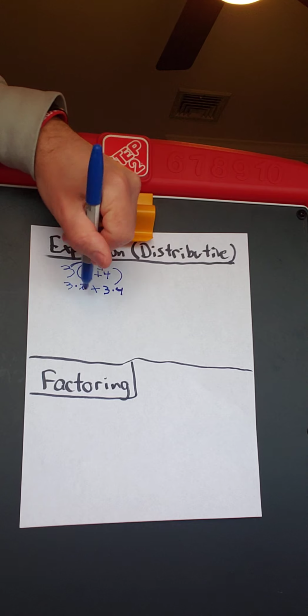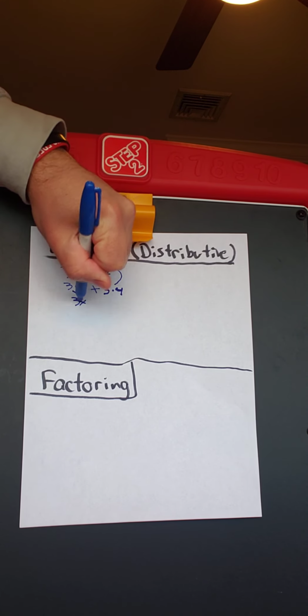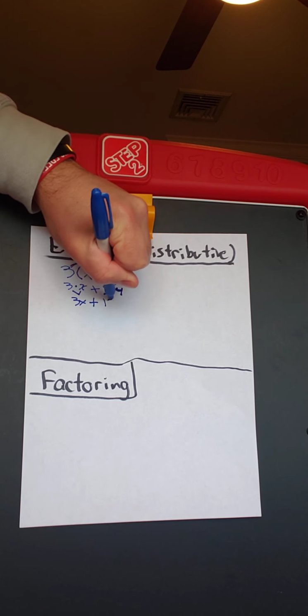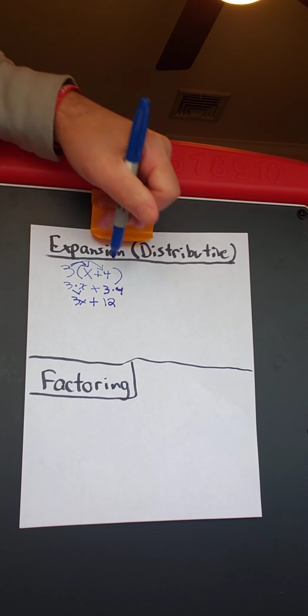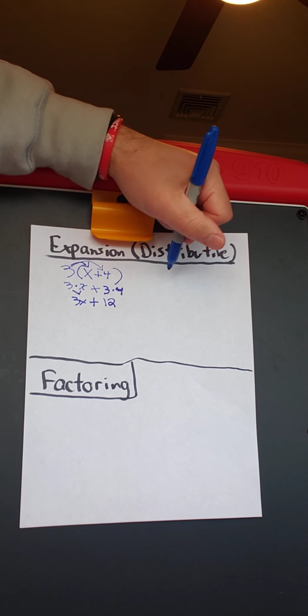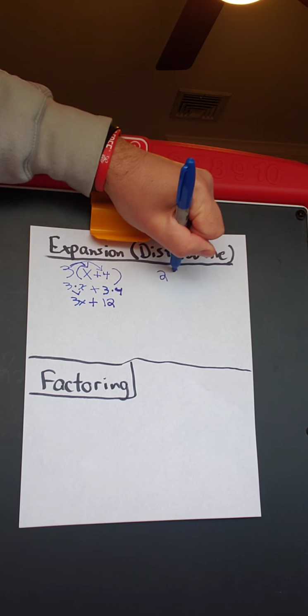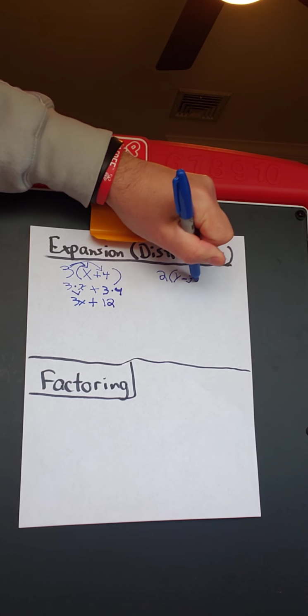So if you do that, 3 times x gives you 3x. Then you have plus 3 times 4, which is 12. And that is the expanded answer. Now, if we take a second example, let's say 2 times the quantity of y minus 3.